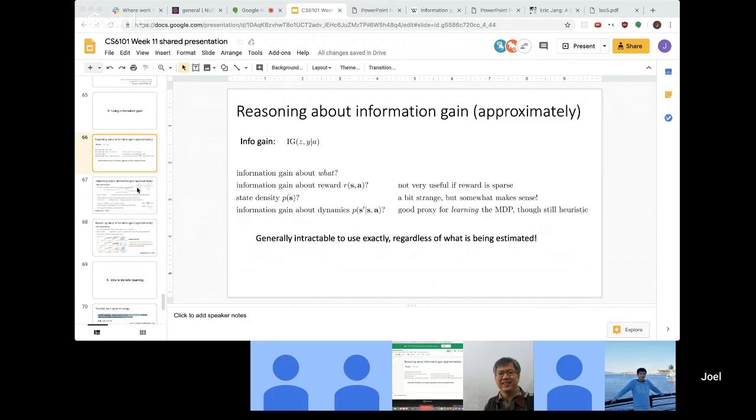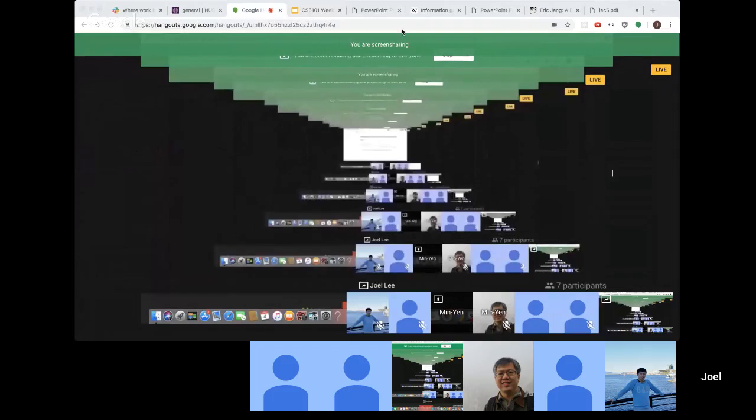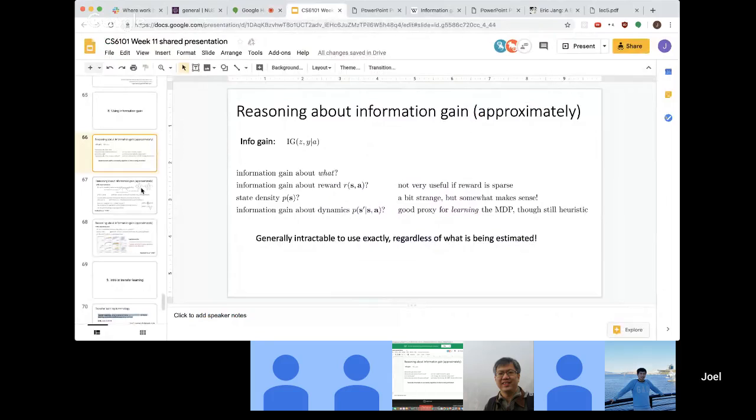So I think in the information gain about reward, he says it's not very useful if the reward is sparse. That goes back to the previous part of the lecture where we were talking about Montezuma's Revenge, where you might be going through a lot of actions, not seeing any change in the reward. So even though you're exploring by taking new actions, you won't see any change in the reward function. So that's not very useful, right? So what we might want to do is not think about the reward, but say actually we want to explore the state space, which is why the density function is a good idea, right? So you can think about that.